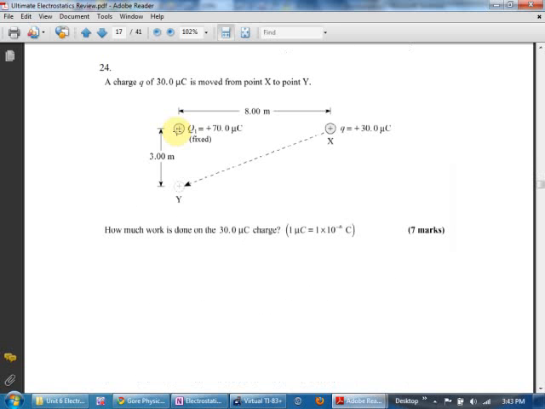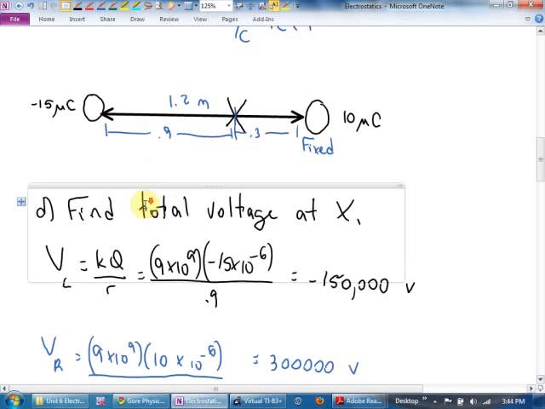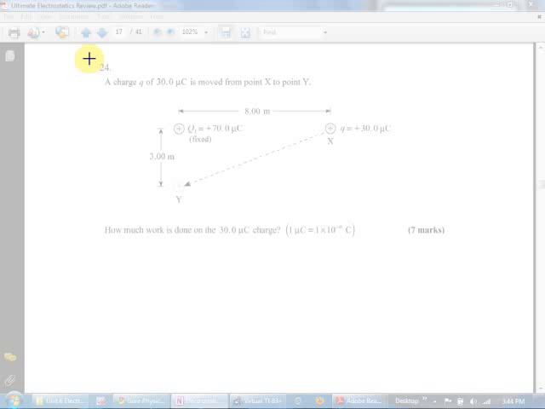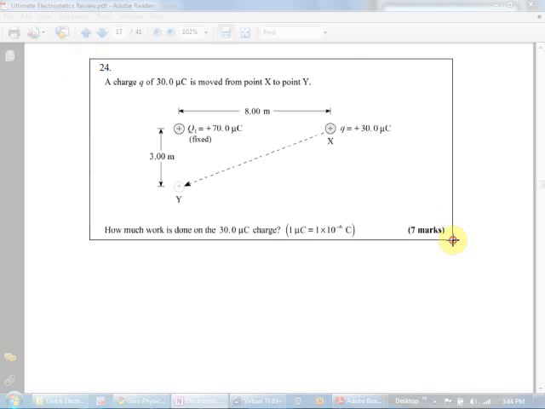Let's do 24. Ah! No, nothing. I needed that one.